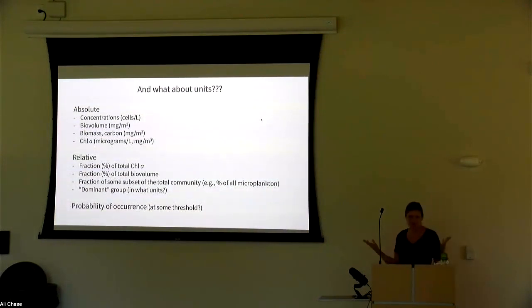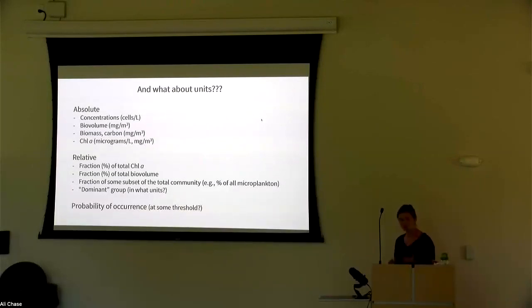Why would we want to define something by absolute concentration or carbon? And why would we want to define something by a relative fraction of the total? And when you see a paper that's reporting on phytoplankton community composition distributions from space, what are the units? What can they tell you? How do the results and the units inform us and push us towards the questions that we're trying to answer?